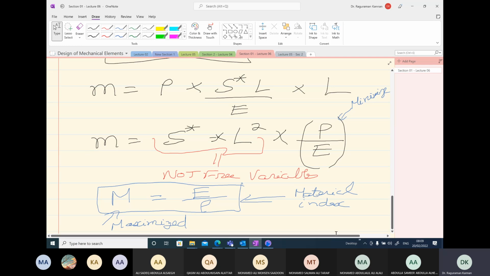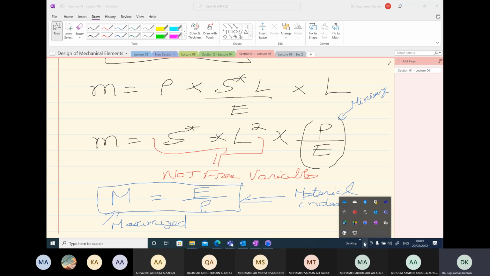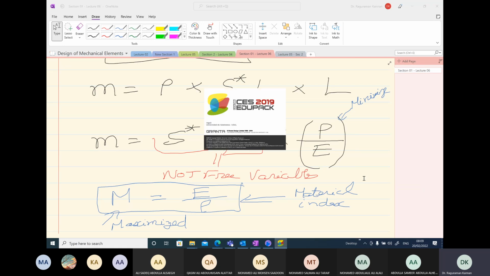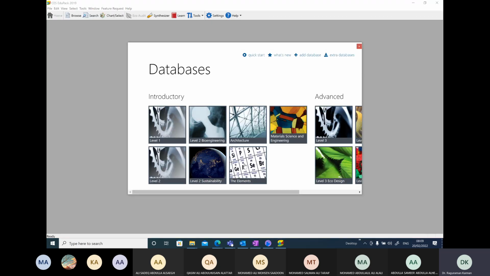I'll just show you. We'll go through one of the software packages. Unfortunately, it's not available for free. I'm just going to demonstrate how this material index can be used in the software to figure out the appropriate materials for this application. CES EDU Pack is one of the softwares. You have 3 levels here. Level 1 will not have much choice of materials. Level 2 you have much more choice, and level 3 even more choice. So let's try level 2 here.